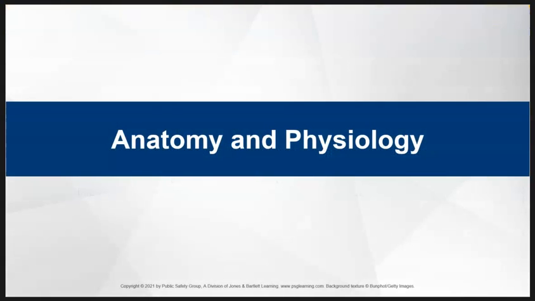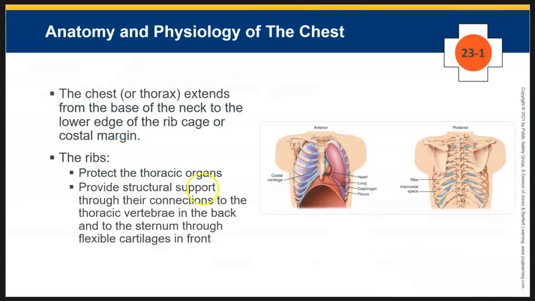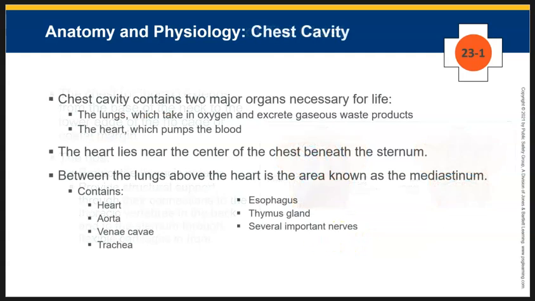When we look at the anatomy and physiology of the chest, we can consider that the thorax extends from the base of the neck to the lower edge of the rib cage, and the diaphragm will separate it from the abdominal cavity. The entire thorax is encased with ribs on the front side, the sternum, the bony center of the chest at the front, and in the back we have the vertebrae and the scapula providing protection and structure to all of those key organs.